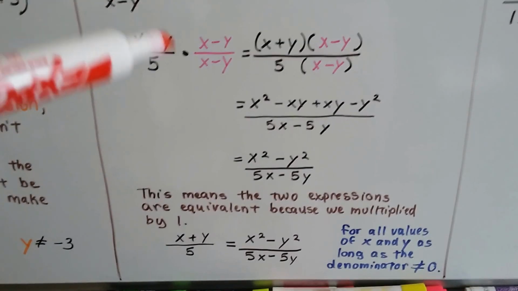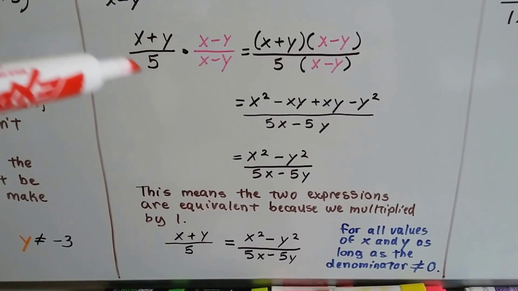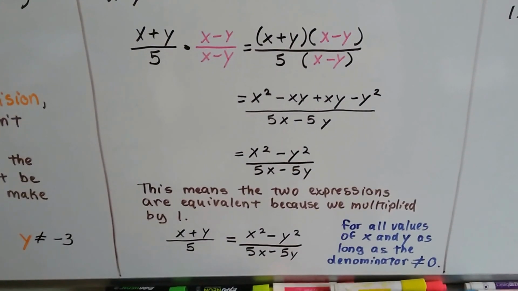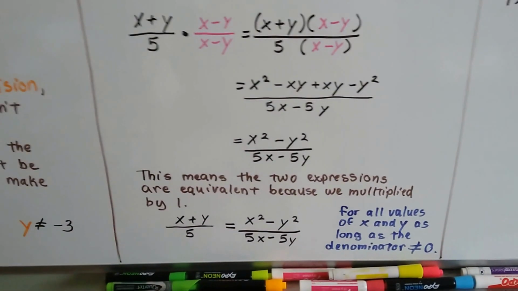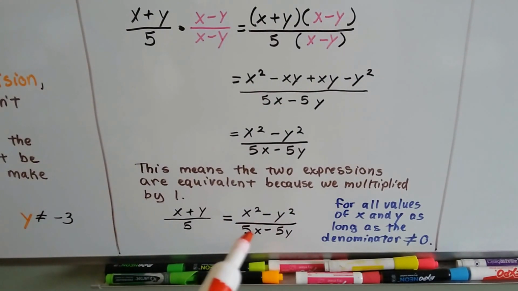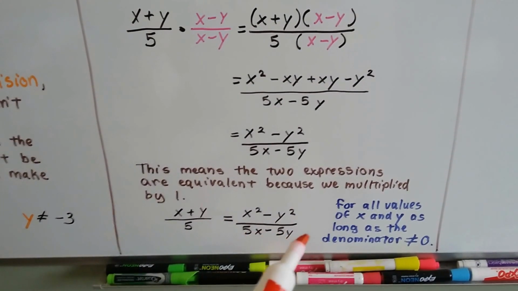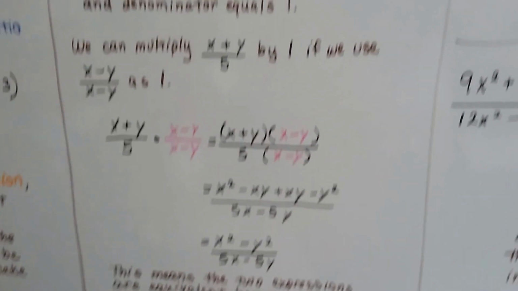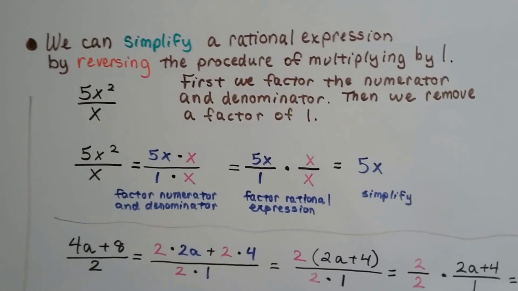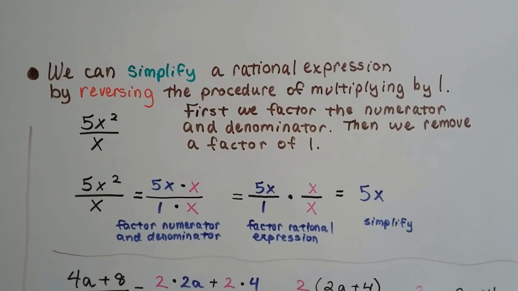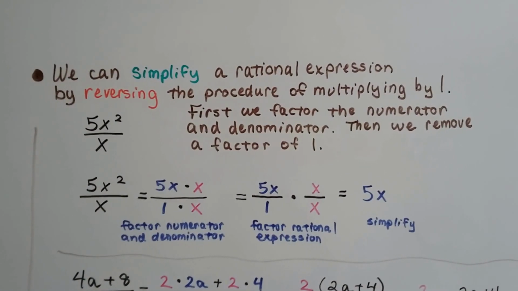Now this means that this expression right here is equivalent to this one, because all we did was multiply it by 1. See? And that holds for all the values of x and y, as long as the denominator does not equal 0. So x and y can't be values that would make this equal a 0 down here. Okay? We can simplify a rational expression by reversing the procedure of multiplying by 1. The first thing we do is factor the numerator and denominator, and then we remove the factor of 1.